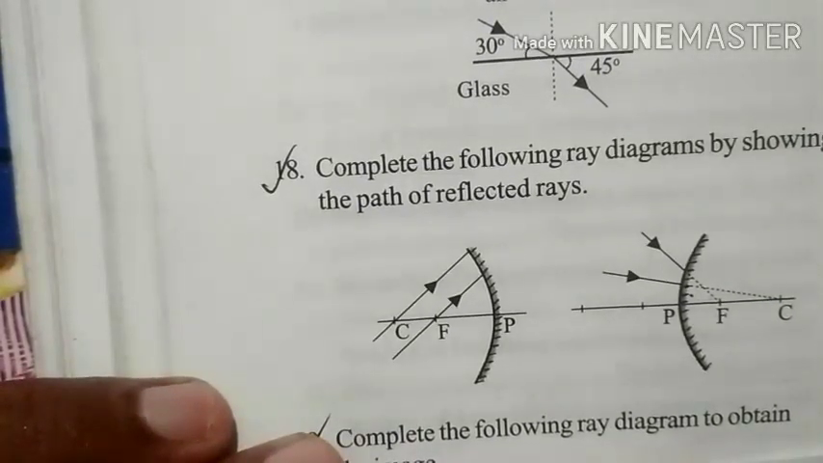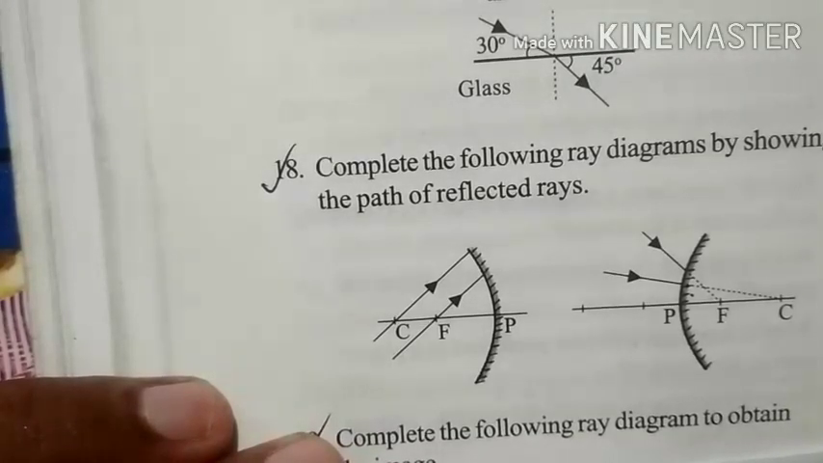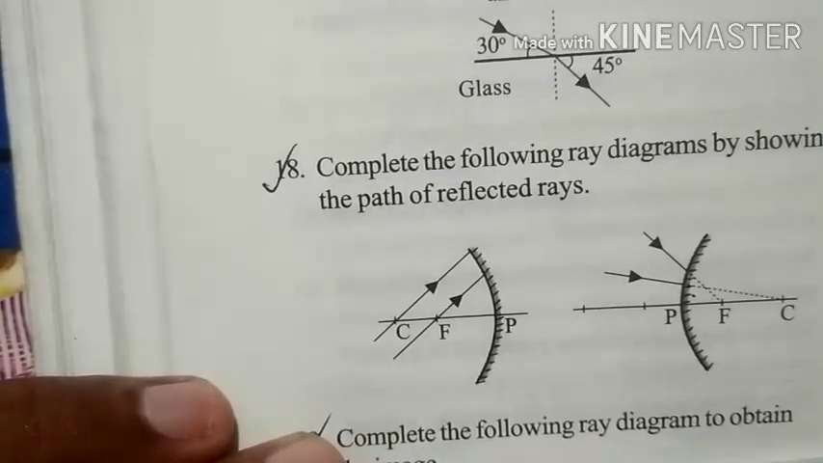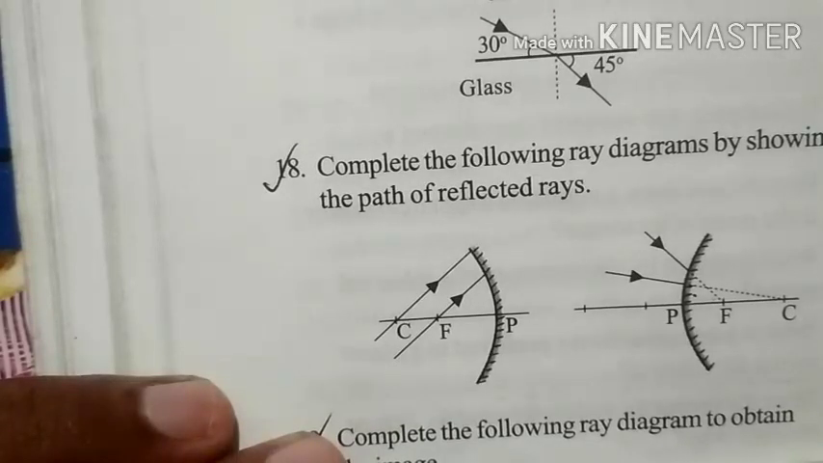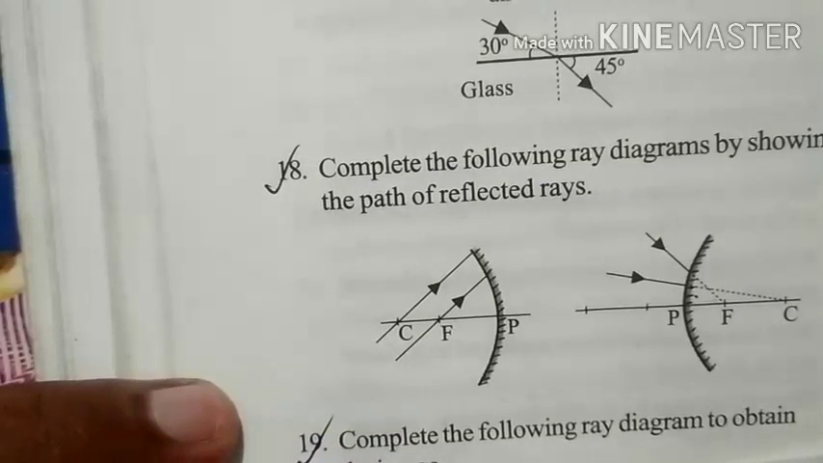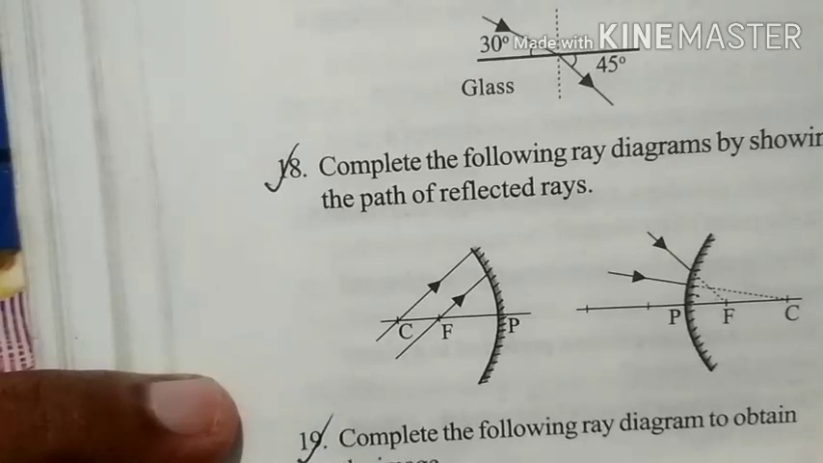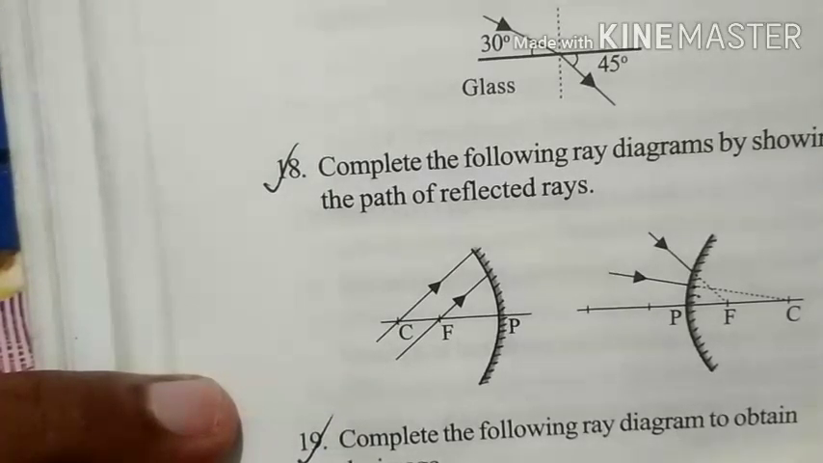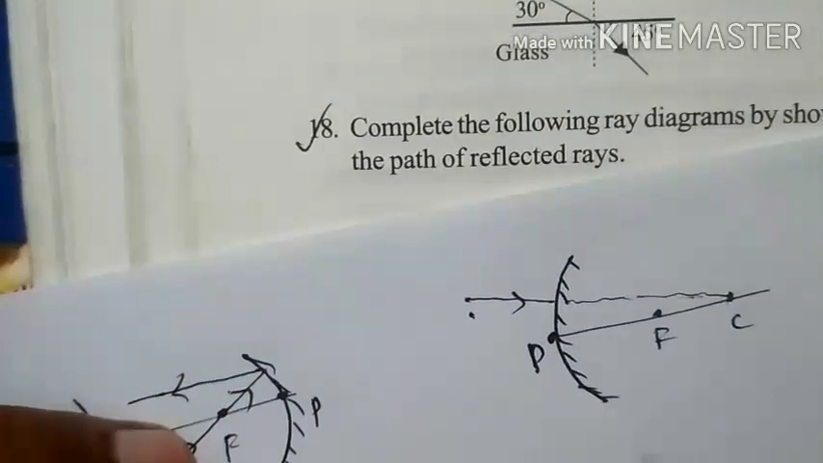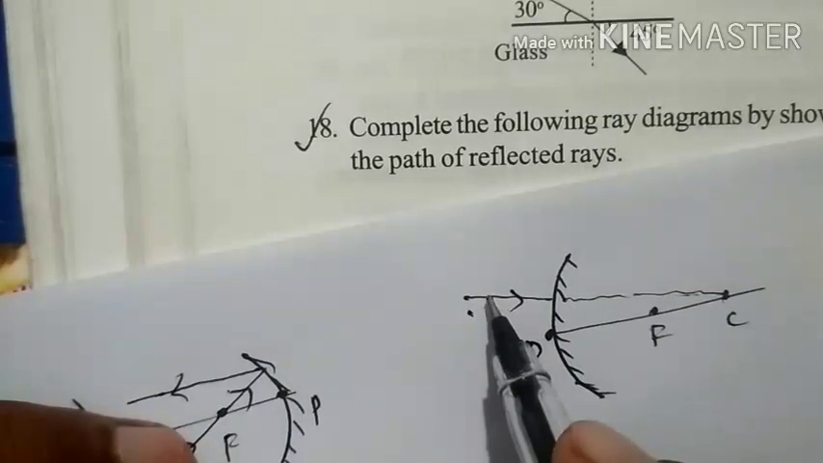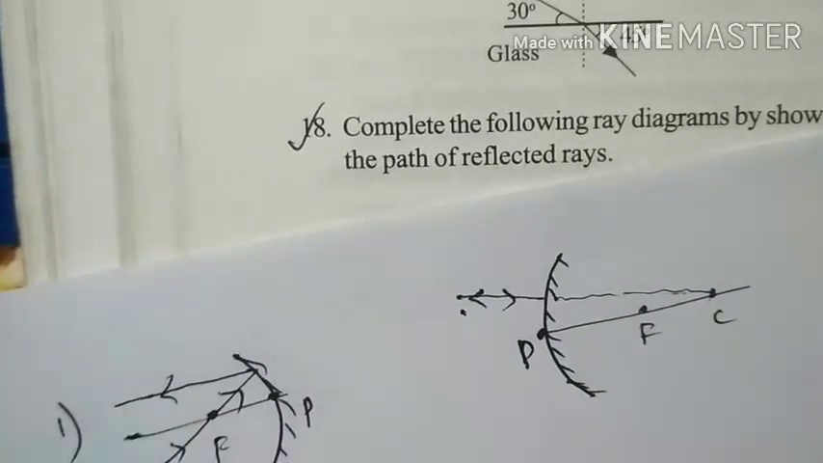So like this we are going to consider. This is the line. Pole. This is the focus. Center of curvature. The light ray is incident on it and appears to pass through the center of curvature. Then what will happen? The light ray will be reflected back.